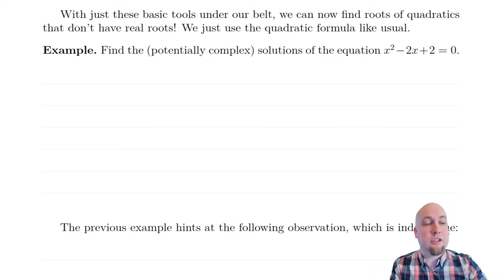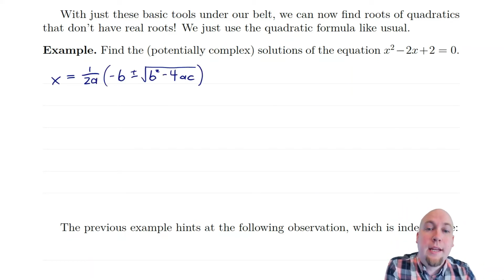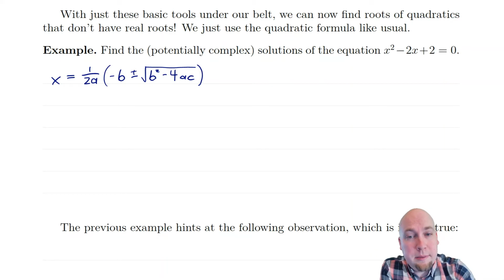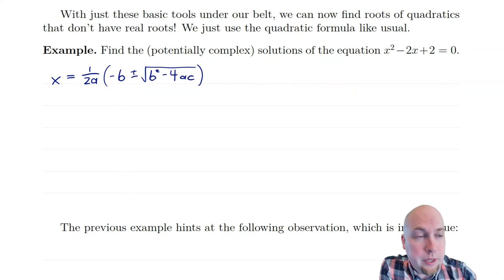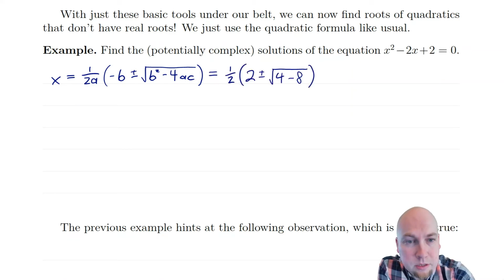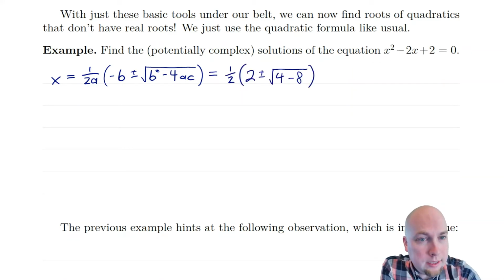Let's find all the roots of this quadratic, x squared minus 2x plus 2. Use your quadratic formula: negative b plus or minus root b squared minus 4ac, all divided by 2a, where a, b, and c are the coefficients of this quadratic. A is 1, so it's just a half out in front. B is negative 2, so the double negative makes it a positive 2. And b squared minus 4ac ends up being 4 minus 8.